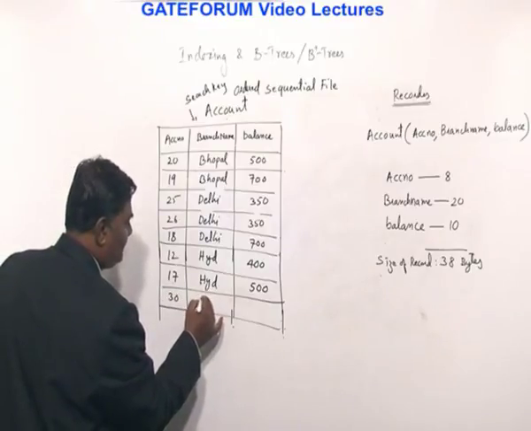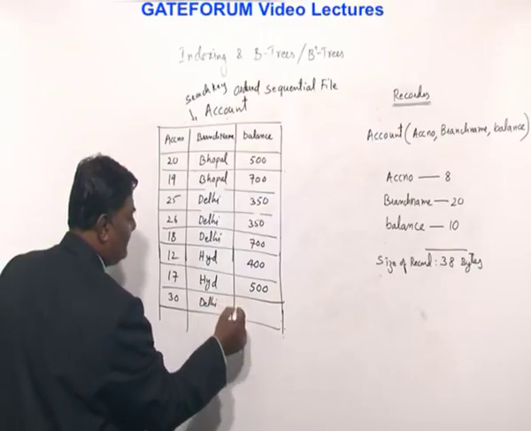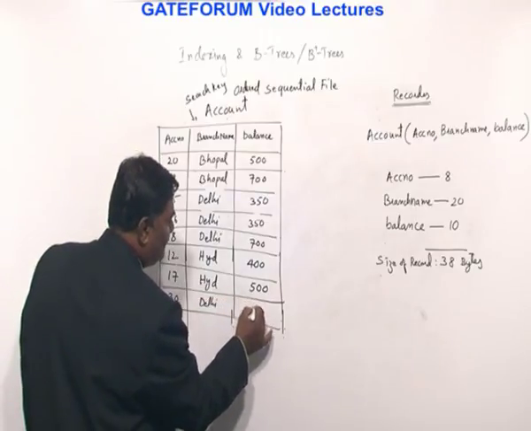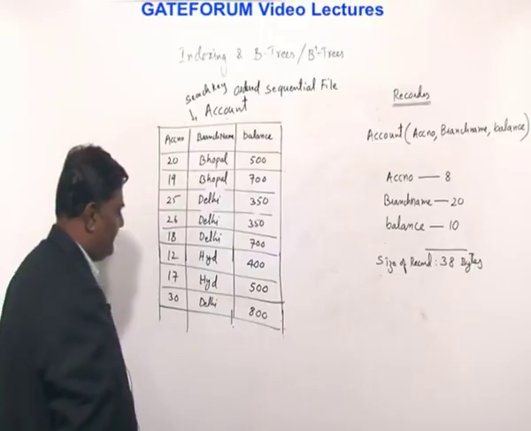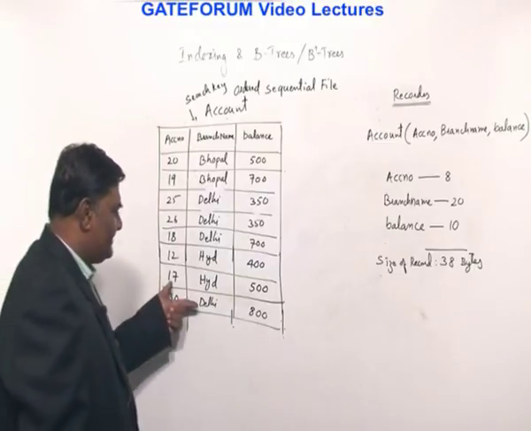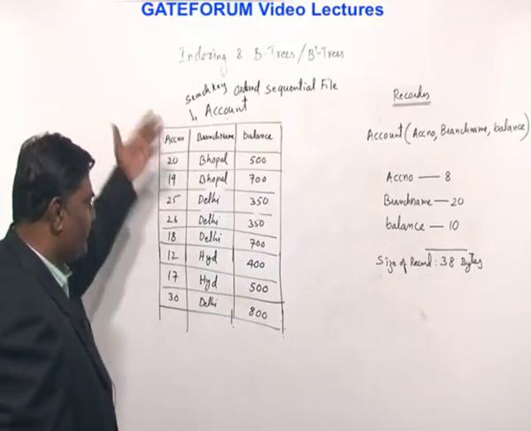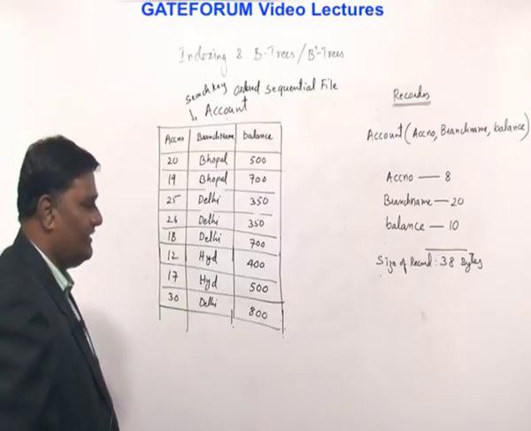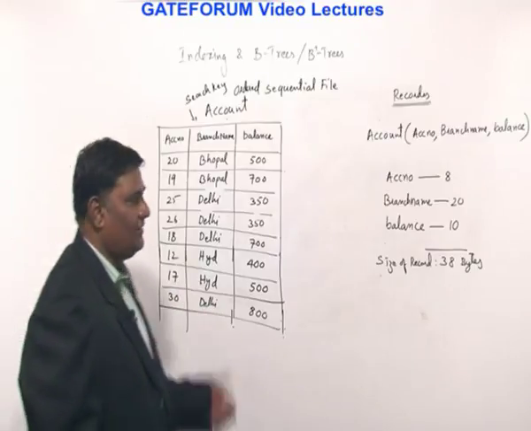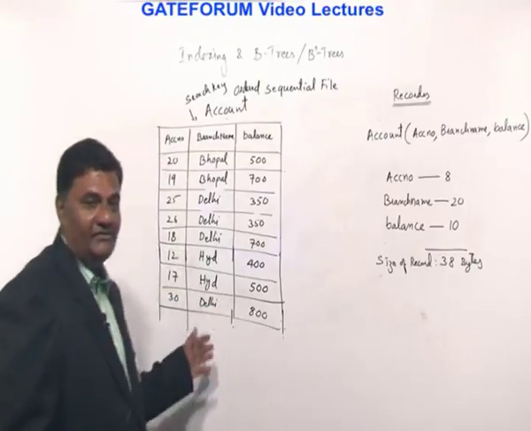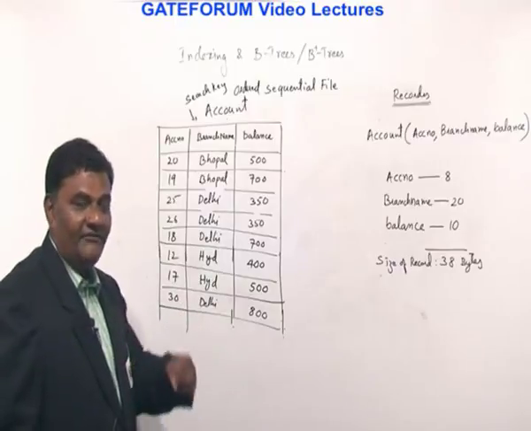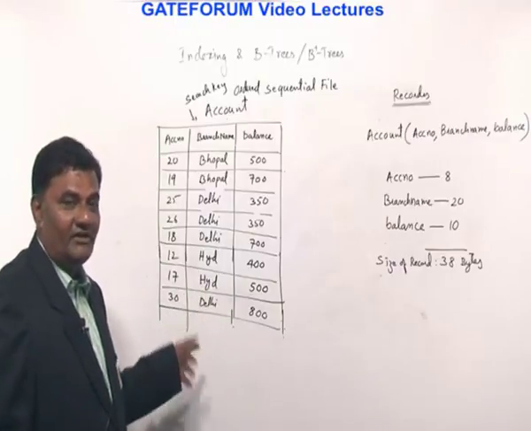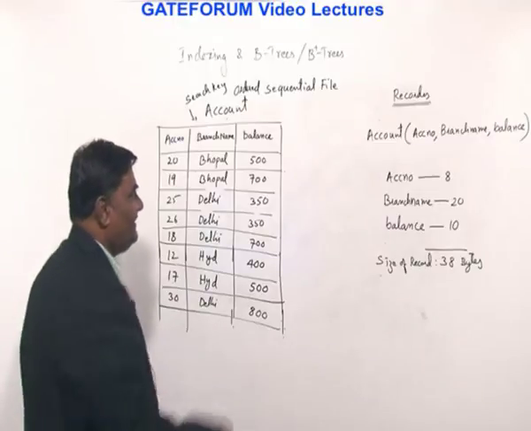See, now the question here is, suppose I am inserting a new record that belongs to Delhi and its balance is 800. Then when I insert this record, do you think I should sort all the records once again? No, this is not practical on the disk. There may be hundreds or thousands of records. For every insertion, we may not sort them again. Then how to maintain the order?